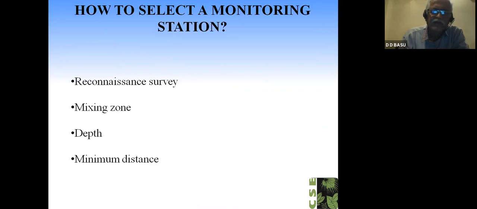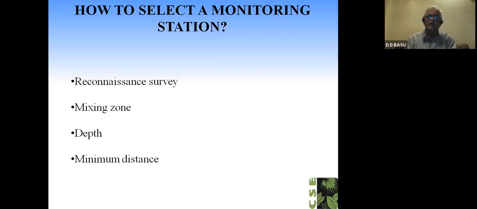Now, how to select a monitoring station? As I have told you, you have to go for a reconnaissance survey. Then you have to go for a mixing zone where the effluent stations discharge and the main river is totally well mixed. Depth: if it is a very deep river, then you have to have one or two stations vertically, with one or two water samples collected at that station vertically. But generally in Indian rivers 1 meter depth is there. The minimum distance is the thing you have to see, how much distance has to be kept. Next.